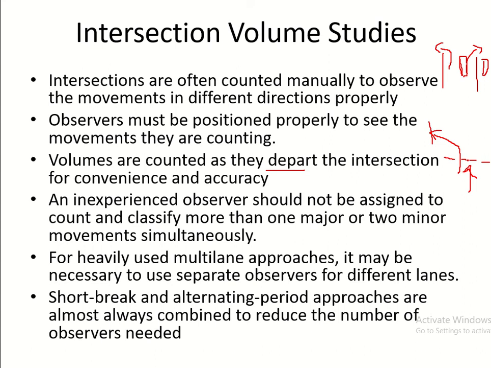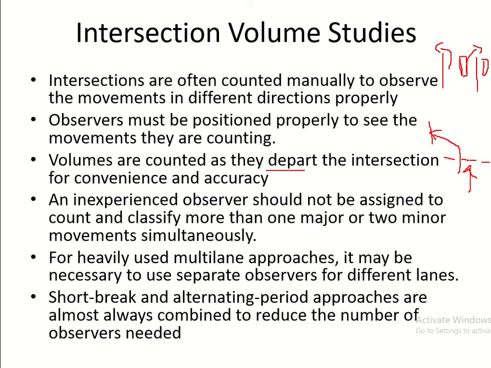But if there are minor movements, you can assign up to 2 to the same observer, even if he is inexperienced, because there are not many vehicles moving, so he has a lot of time to adjust and see from where and in which direction the vehicle is moving.